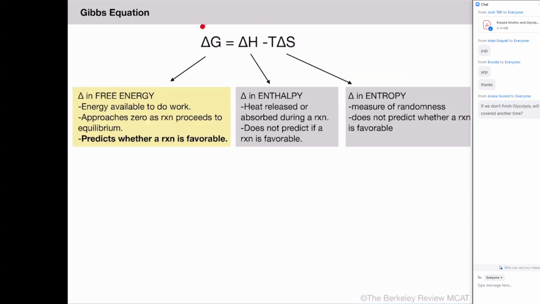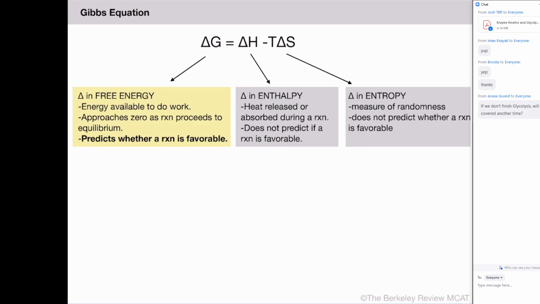Okay, I know you guys have seen this before, right? This is delta G, the change in free energy, which is equal to the change in enthalpy, delta H, which is heat released or absorbed during the reaction, which by itself does not predict if the reaction is favorable, right? You need that in combination with temperature times the change in entropy, S, right, which is the measure of randomness. And again, delta S does not predict whether a reaction is favorable or not. What does is the combination of them, which gives you this delta G, the change in free energy, right?